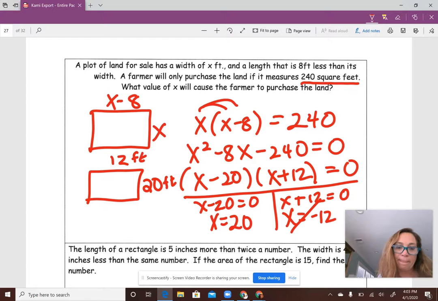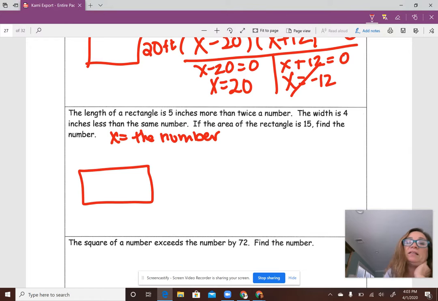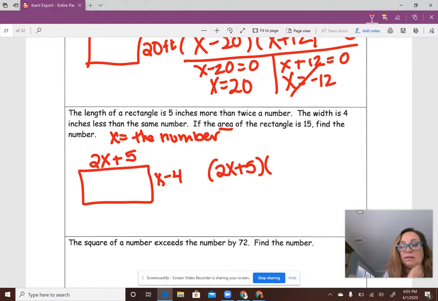Feet. Okay. The length of a rectangle is 5 more than twice a number. So I'm just going to let x equal the number. The length of a rectangle is 5 inches more than twice the number. So twice the number would be 2x, and 5 more would be plus 5. The width is 4 less than the same number. 4 less would mean subtract. The area, length times width, is equal to 15.